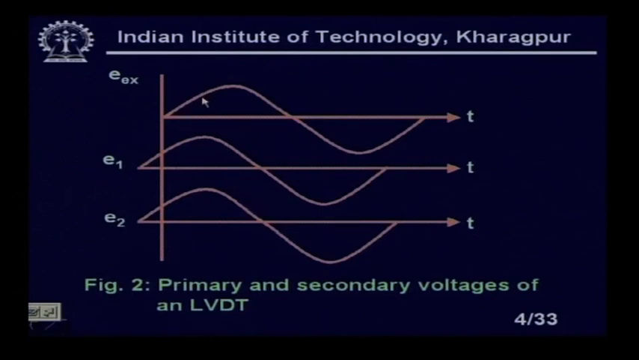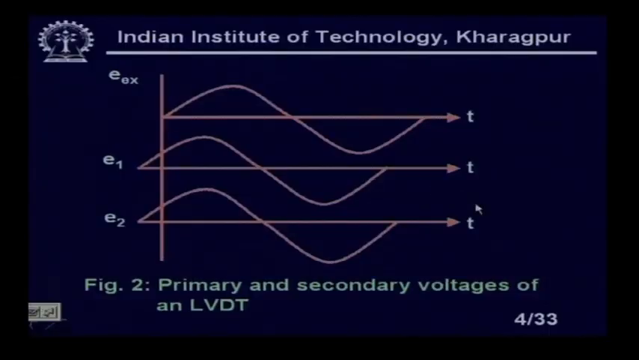This is our input or excitation. I am not calling it the input, because the input in the case of LVDT is the displacement which we give to the core, and the output is the output voltage, and in this case it is E1 and E2, right. Now, you see there is an equal phase difference between input and output, since the two secondary coils are identical in nature. So, there will be an equal phase difference in the two.